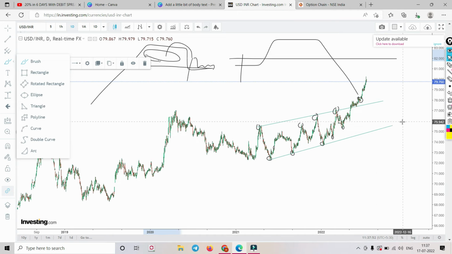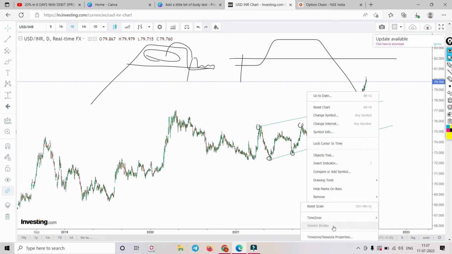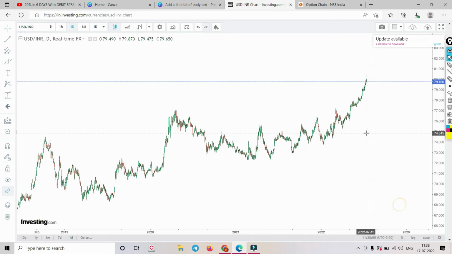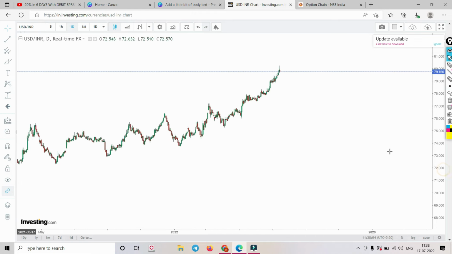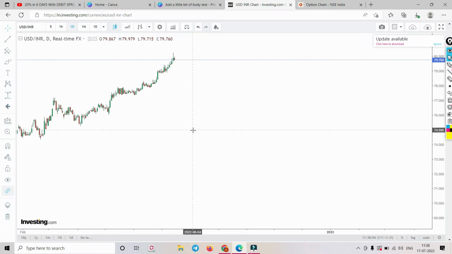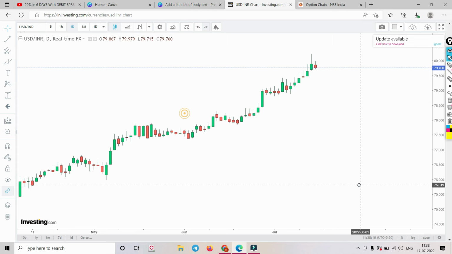Okay, let me do one thing, friend. I'll just delete this. See, this is remove, right? Remove all drawings. Okay, now I'll zoom out in such a way that you can see the candles. Let's see how the candles are.